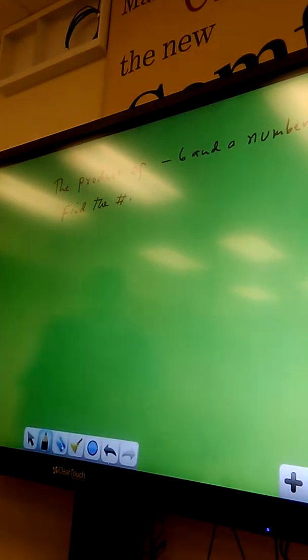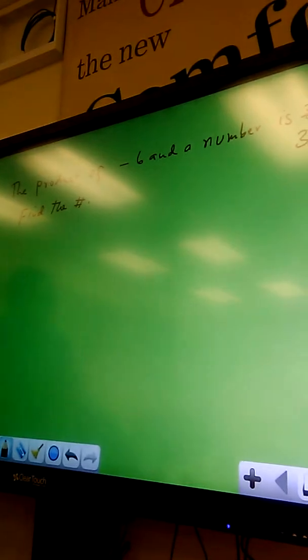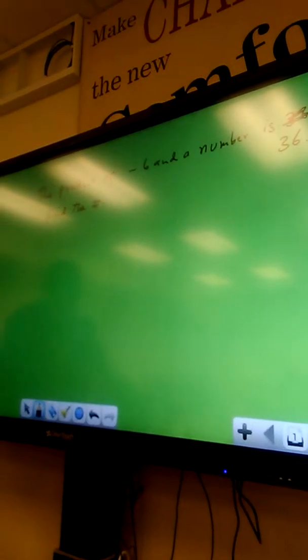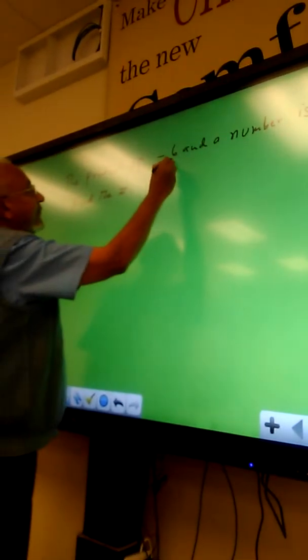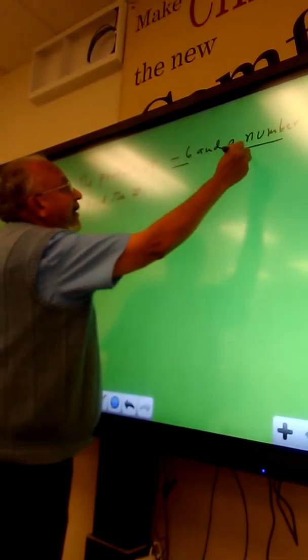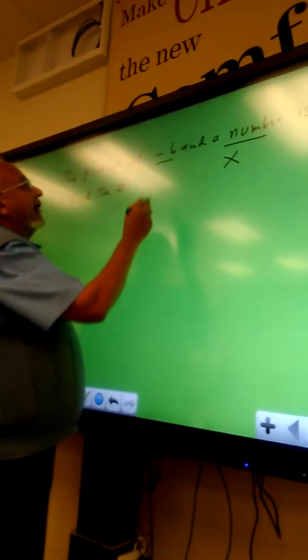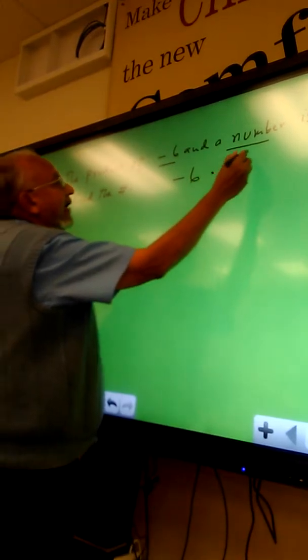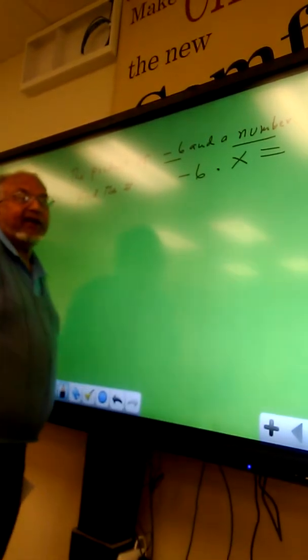Word problems. The product, what comes to mind? Adding, subtracting, multiplying, or dividing? Multiplying. So the product of -6 and a number. If we don't know the number, what do we call it? x. So product means multiplication. So -6 times x equals 36, right?